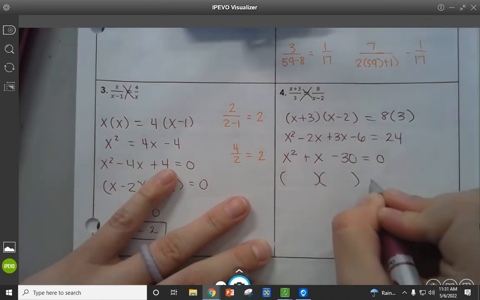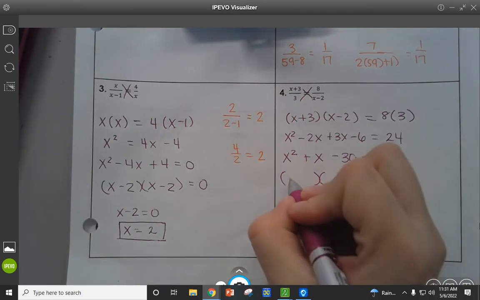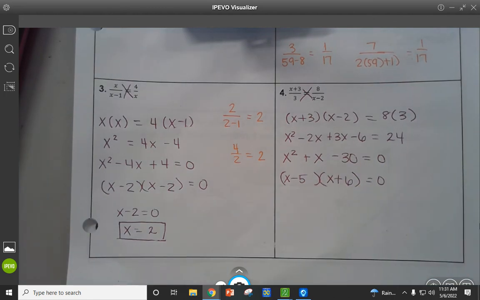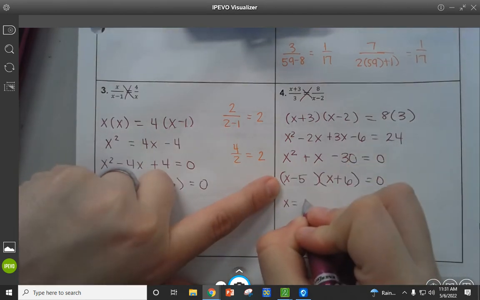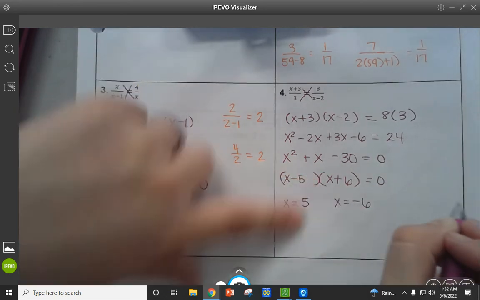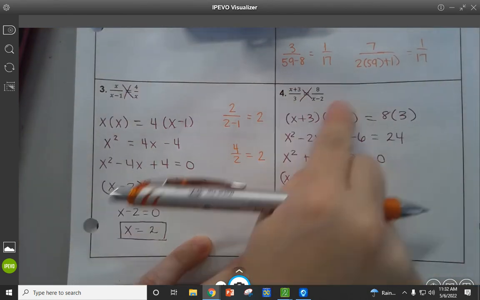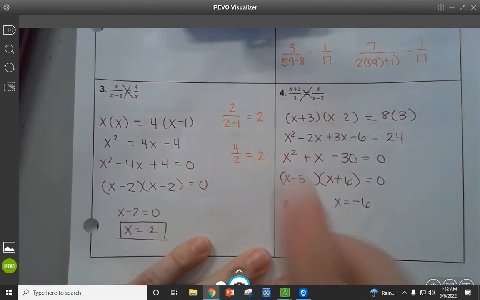How does this one factor? X minus 5 and x plus 6. So if I set this first one equal to 0, I get x equals 5. And this one I'm going to get x equals negative 6. We have to check both of them. So you have to check 5 in both fractions to make sure they're equal, and negative 6.